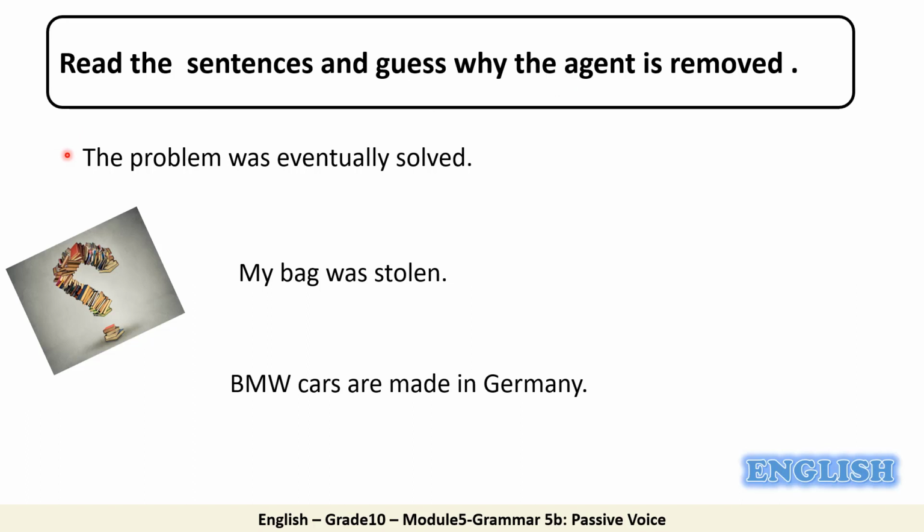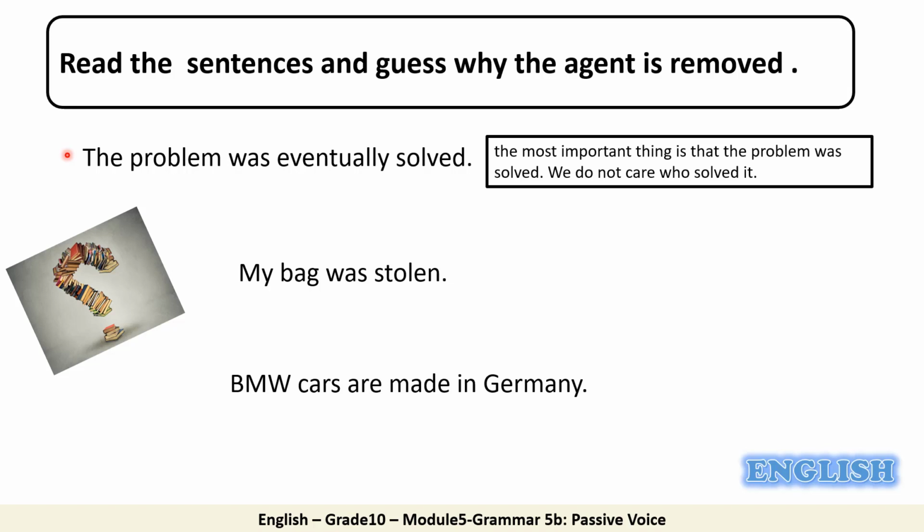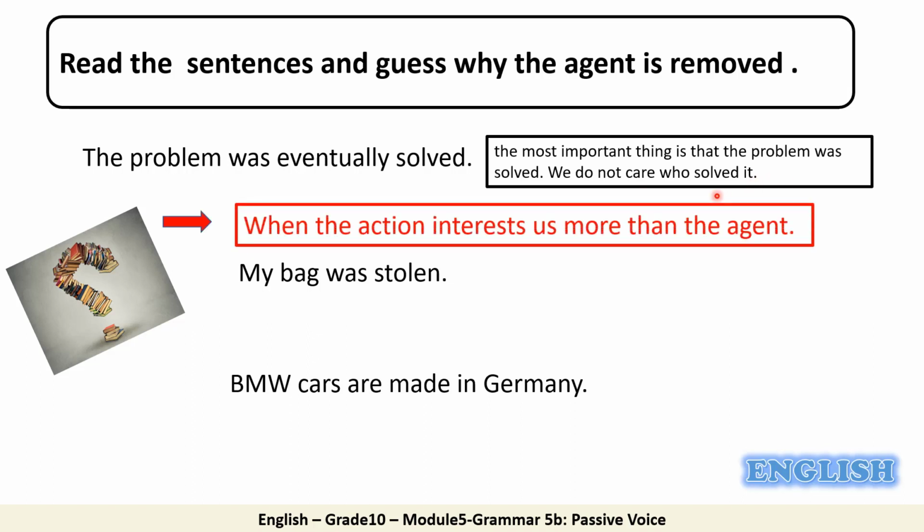The first example, the problem was eventually solved. Here, what is the most important thing? Excellent. The most important thing is that the problem was solved. We do not care who solved it. So in this case, we remove the agent when the action interests us more than the agent itself.